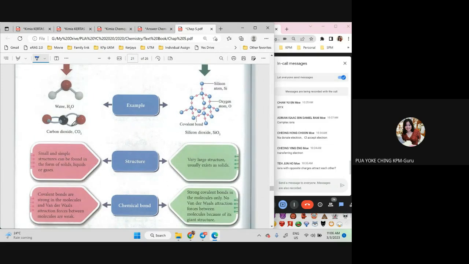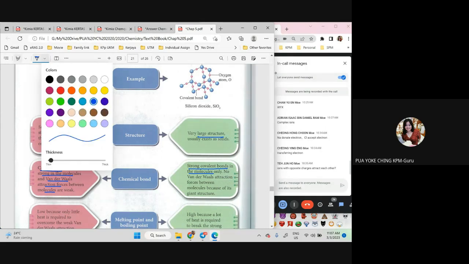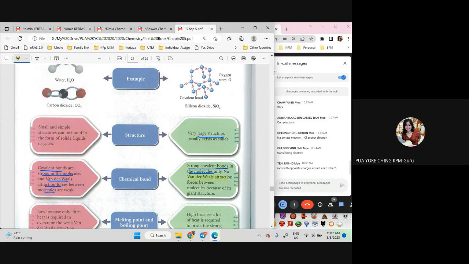You have low melting and boiling point. You cannot dissolve water. You cannot conduct electricity. Okay. You have strong covalent bond. Okay, this one kena ingat. Strong covalent bond in the molecule, but you have weak van der Waals forces between molecules. But for giant molecule, it's a very large structure. You only have strong covalent bond in the molecules only. There is no weak van der Waals between molecule. Ini tak wujud.